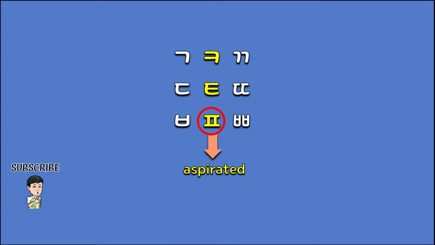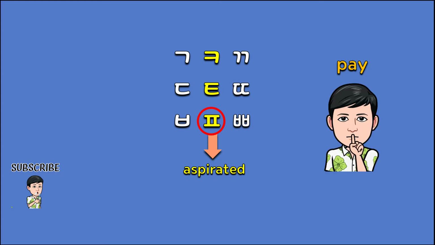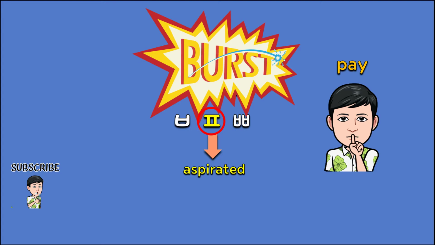What does it mean to be aspirated? If you hold your hand slightly below your mouth or put a piece of toilet paper and say pay, you will feel aspiration, a burst of air, right after the P sound. The sound value for this consonant is just like English P, but more aspirated. Therefore, you should feel more burst of air when you say this consonant.